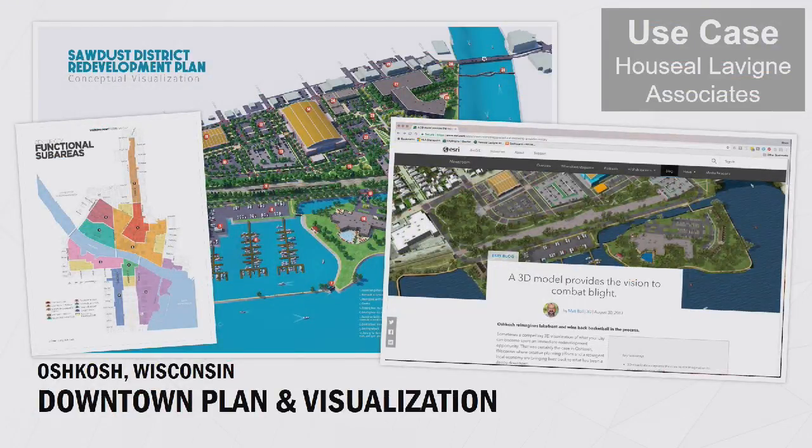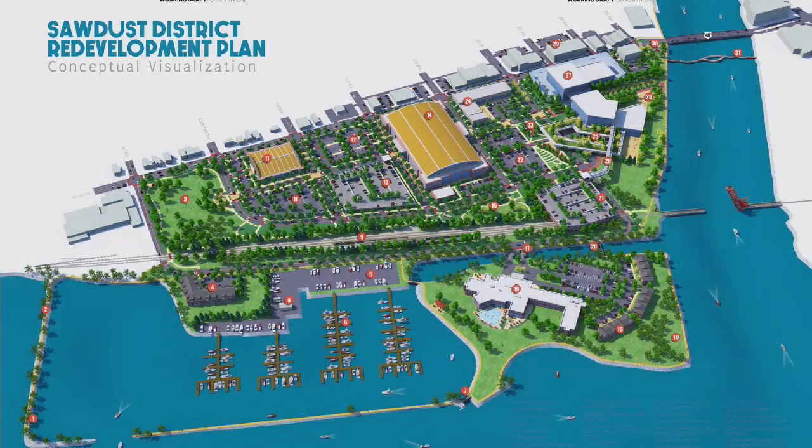So I want to touch on a last use case that combines all these things together. It's using procedural buildings, procedural streets, and procedural open space. This was done by Hazel Levine in Oshkosh, Wisconsin. They were working on the Sawdust District Redevelopment Plan for downtown Oshkosh, which is pretty cool. They developed a conceptual plan and proposed a bunch of change. They were going to put in a new stadium for the local basketball team, and a new corporate headquarters for the company Oshkosh.